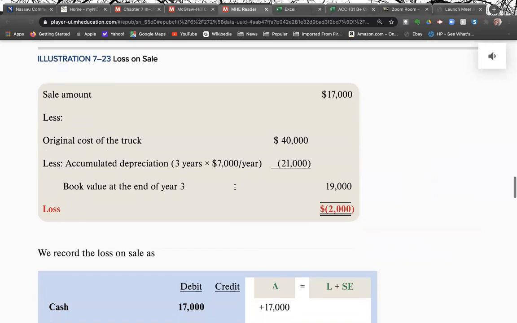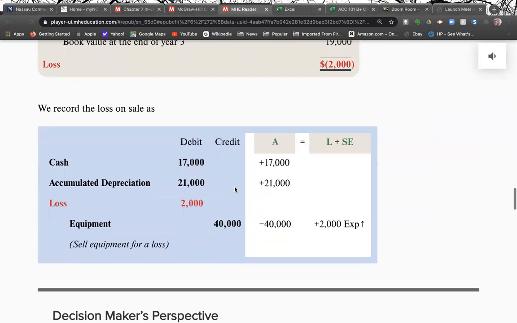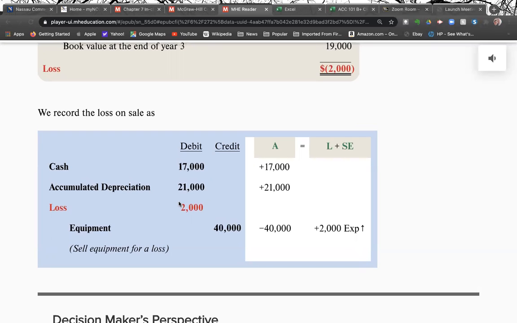Right? Now, the same holds true with losses. Here's the entry again. Here's the same example, only that we sold it for 17,000. Debit cash 17,000, credit equipment for 40. Oh yeah, if I credit the equipment for 40, that means I have to debit the accumulated depreciation. Accumulated depreciation is 21. What do I need to make this entry balance? I've got debits of 38,000 and credits of 40,000. So what do I need to make this entry balance? I need a debit of 2. Debits are losses.